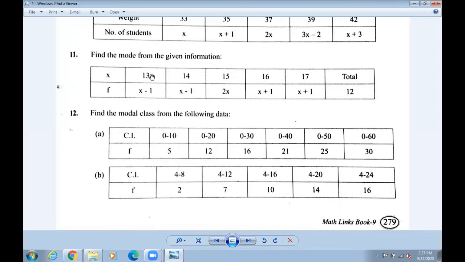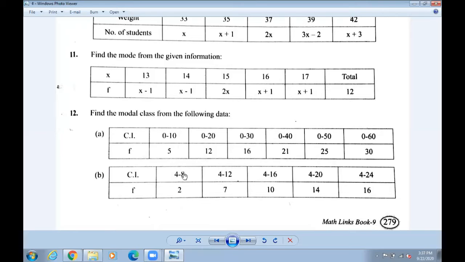Okay, so look here. Find the modal class. Question 11, try it yourself. Find the modal class from the following data. Here it is given 0 to 10. The numbers all start from 0. All the numbers are started from 0. This is the difficulty.